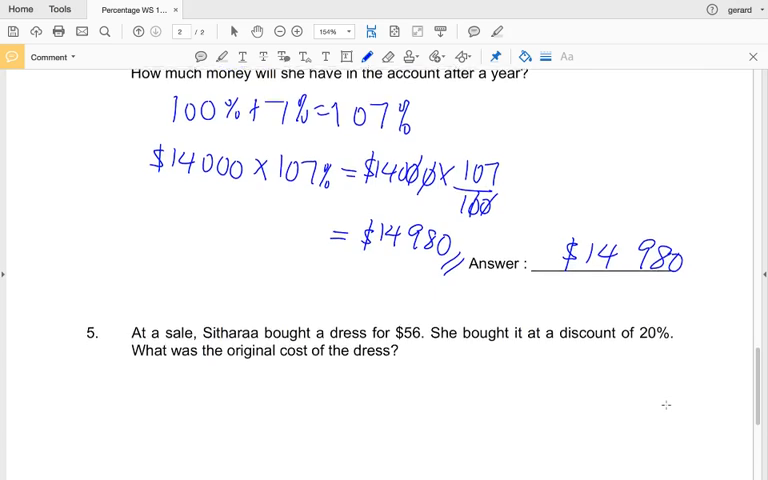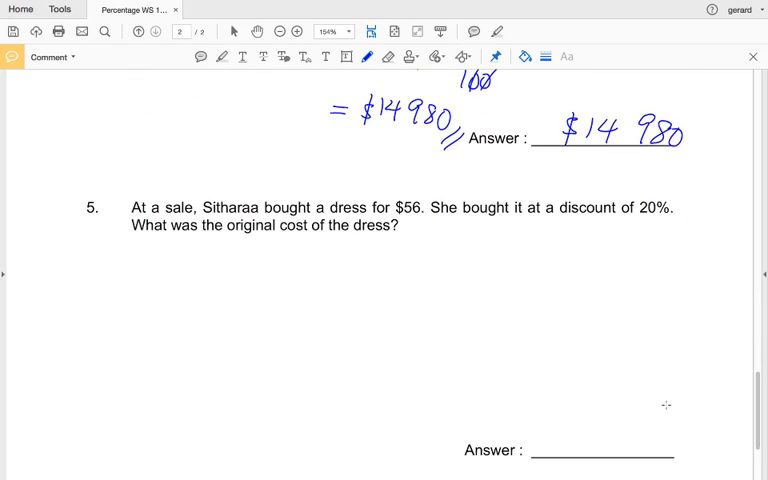Now, question 5. At a sale, Sitara bought a dress for $56. She bought it at a discount of 20%. What's the original cost of the dress? Now remember, discount makes it cheaper. For this case, you have to read the question very clearly. It says that Sitara bought a dress for $56. So what does this mean? This is how much she paid for it.